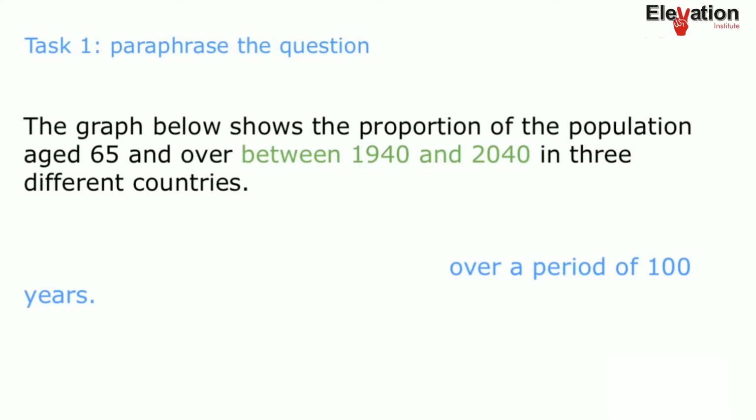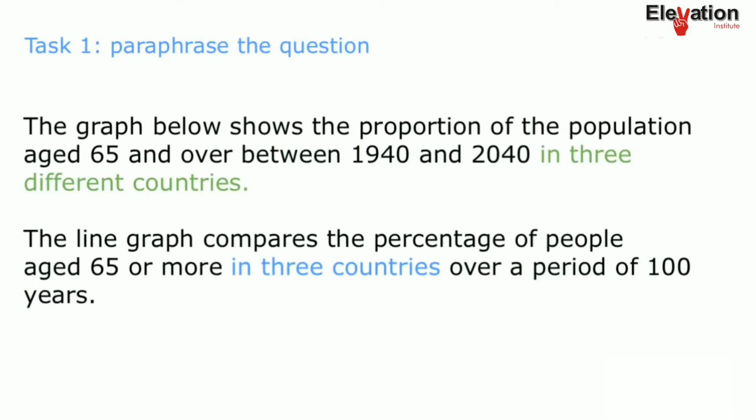This is a good phrase for time periods, over a period of. Finally, you can see that I've put in 3 countries before the time period. So, my introduction is, the line graph compares the percentage of people aged 65 or more in 3 countries over a period of 100 years.